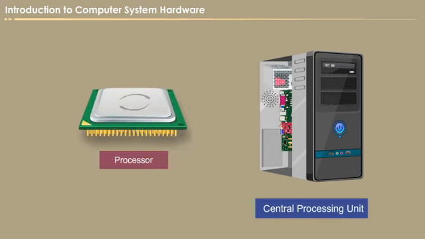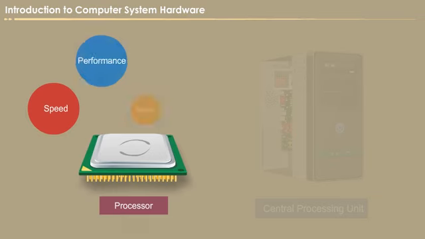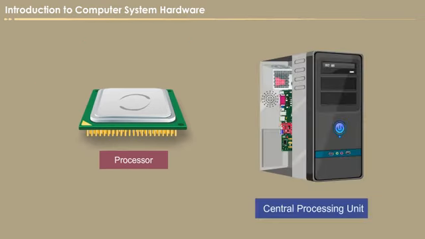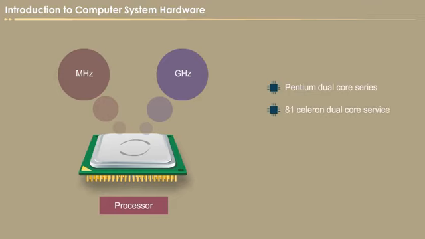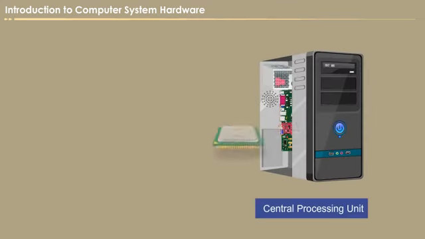Processor. The processor is the main component of a computer. The processor is selected based on factors such as speed, performance, reliability and motherboard support. Clock speed is measured in units of cycles per second, which is called hertz. Computer boards and CPUs run at the rate of millions and billions of hertz, megahertz and gigahertz. Pentium Dual Core series, Celeron Dual Core series, and Core i3, i5, i7 series are some of the processors.